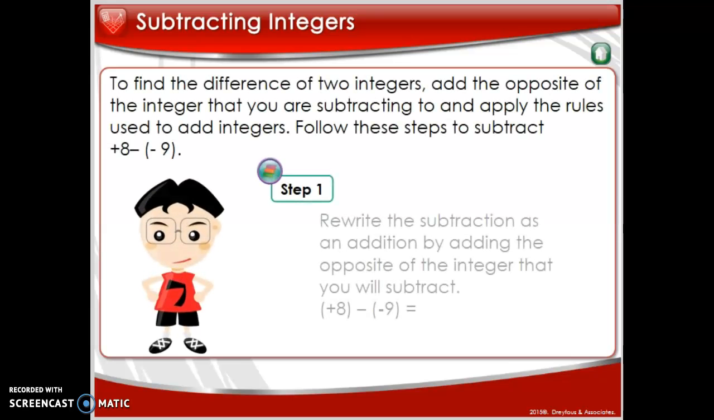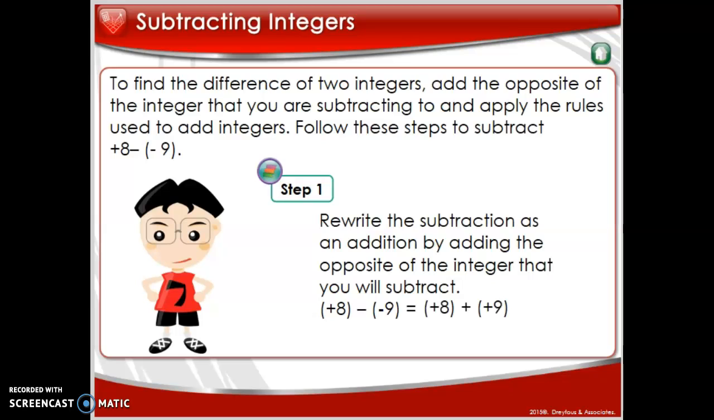To find the difference of two integers, add the opposite of the integer that you are subtracting and apply the rules used to add integers. Follow the steps to subtract. Step 1. Rewrite the subtraction as an addition. I have +8 minus -9. Rewrite the subtraction as an addition. Then add the opposite. We have -9. The opposite is +9.